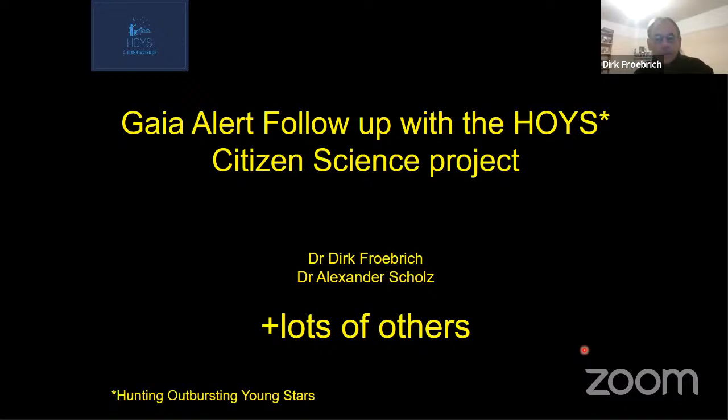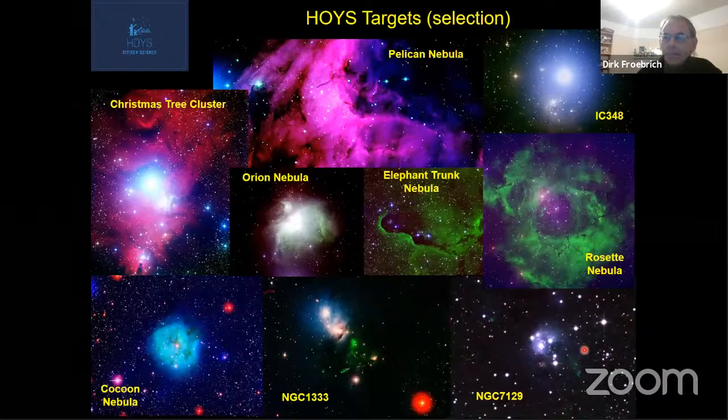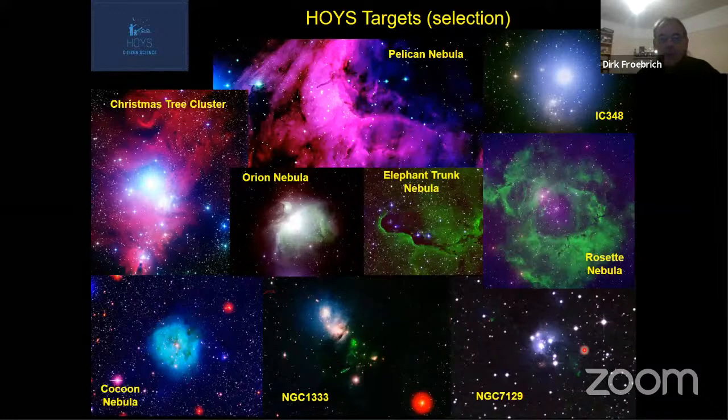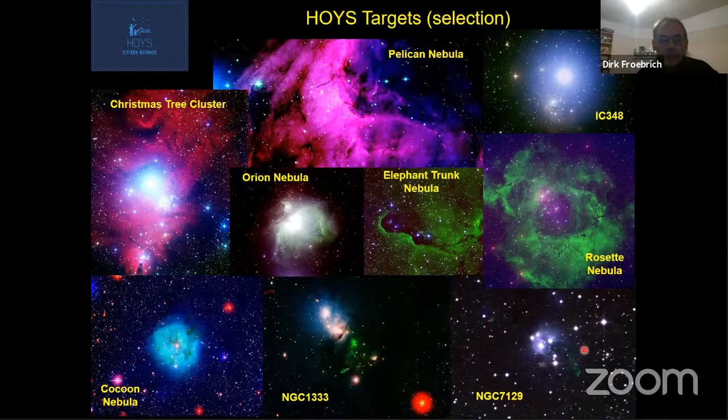What we do is we look at things like this, because they're pretty. The idea is to motivate the amateurs to actually take pictures. And every amateur with a camera will probably have taken a picture of more or less all of these targets at some stage. What we are after is basically the images to look at the light curves of all the young stars in those regions.